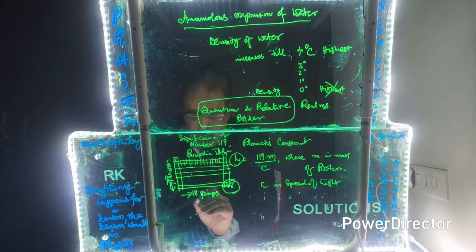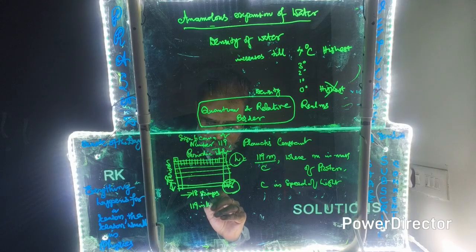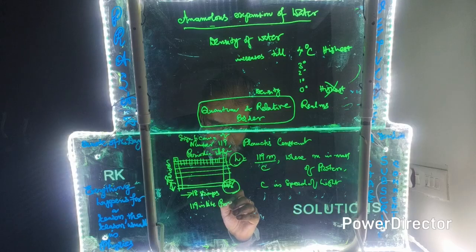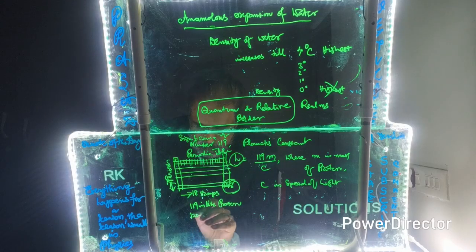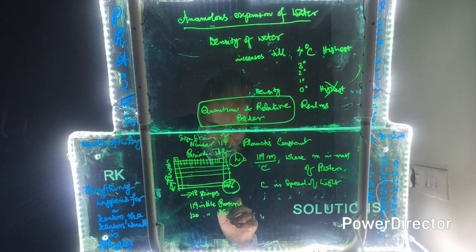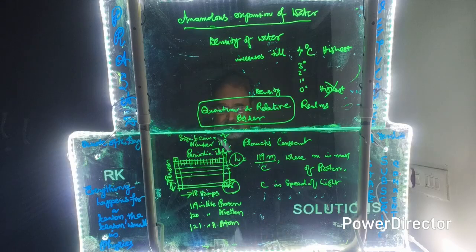And I also told that 119 is like proton, 120 is like neutron, and 121 is like atom. That's not hydrogen atom. So, yeah, we were talking about anomalies, right?